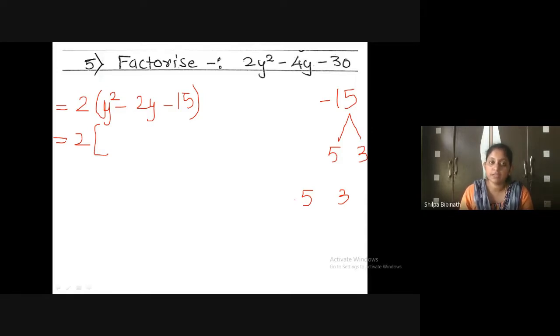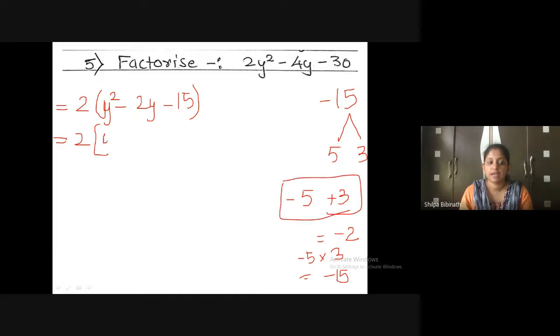Which number to put positive, which number to put negative? What answer do we want? Minus 2. So the bigger number should have the minus sign. Then only we will get minus 2. So which is the bigger number, 3 or 5? 5. So 5 will have the minus sign, 3 will have the positive sign. So minus 5 plus 3 will give you minus 2. Just check whether minus 5 into 3 will give you minus 15. One negative, one positive, and multiplication means always negative. 5 3's are 15. So this is the correct option.